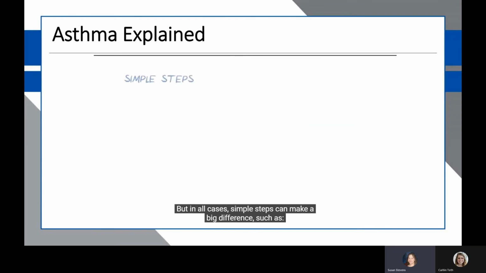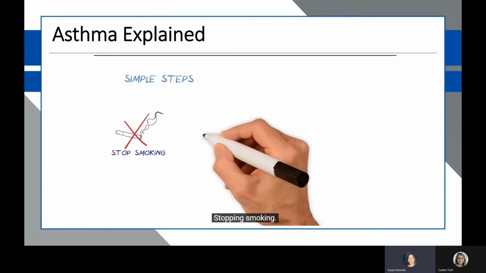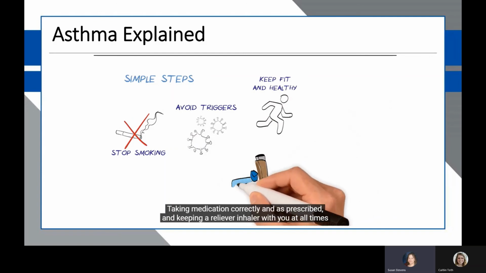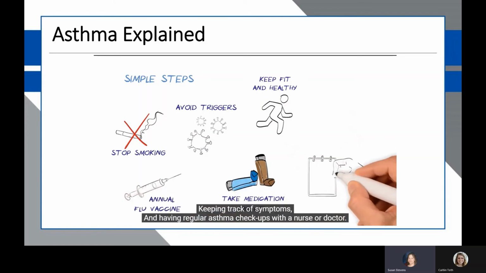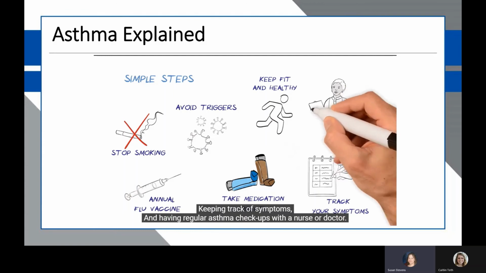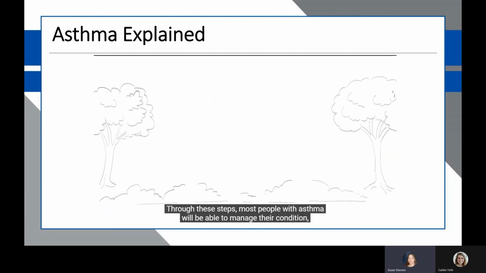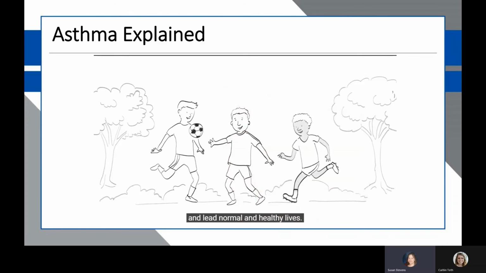But in all cases, simple steps can make a big difference, such as stopping smoking, identifying and avoiding possible triggers, keeping fit and healthy, taking medication correctly and as prescribed, and keeping a reliever inhaler with you at all times, getting a flu vaccine every year, keeping track of symptoms, and having regular asthma checkups with a nurse or doctor. Through these steps, most people with asthma will be able to manage their condition and lead normal and healthy lives.